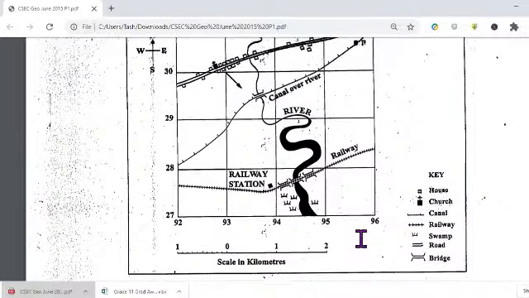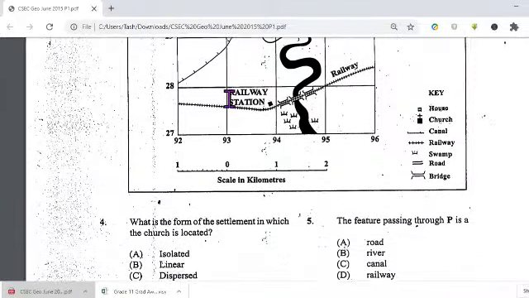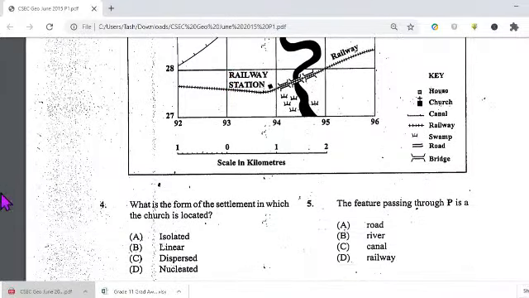So let's go find the church. If you don't know your map symbols, you can just look in your key, you find your church, and here is our church, and we're looking for the settlement type. So this is along a roadway. It is taking the shape of a line. So that looks like a linear pattern. So from looking at number 4, our answer would have been letter B, which is our linear.